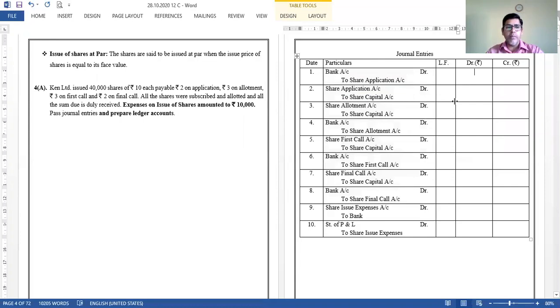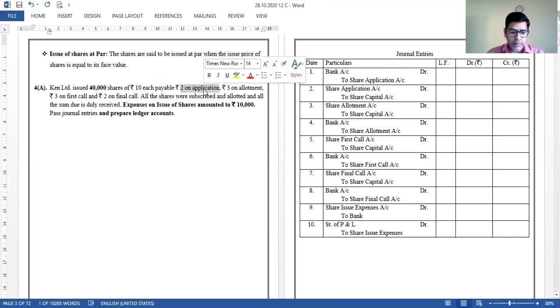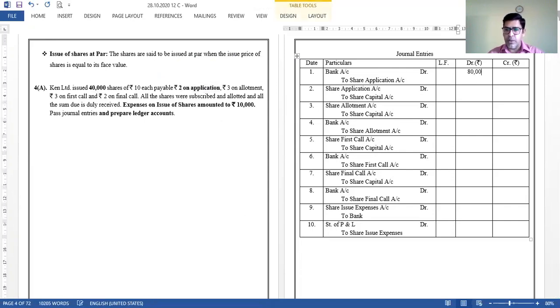Can you just tell me what amount should I write in the first entry, bank to share application? Anyone? 4 lakh. No. On application? 80,000. Yes, 80,000 is right, because 2 on application hai. I'm not going to call 10 rupees. 40,000 shares hai. That's fine. We need to focus on rupees 2 on application. Correct. So 40,000 into 2, that will be 80,000. So 80,000 is the amount that I receive on application, and the same amount will be transferred to capital. Okay, share application to share capital.